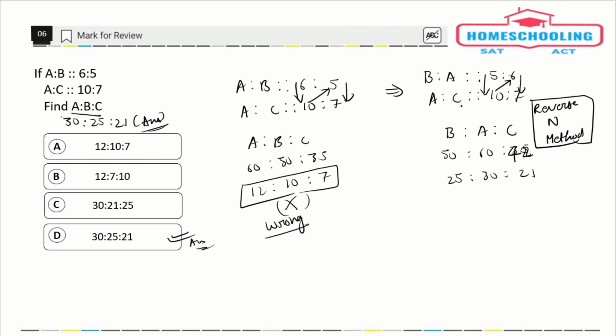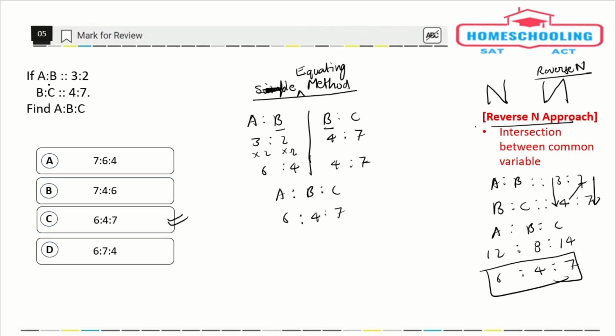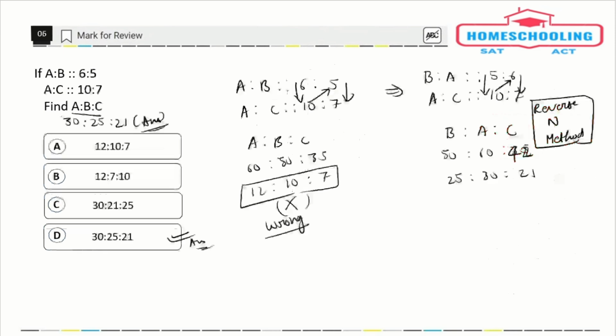So this is how you're going to solve using the reverse n approach. There was one more method, by equating the common. By the equating method also you can solve it, or by using the reverse n method. But you have to remember in the reverse n method, the intersection should be between the common variables. Then only you can use the shortcut reverse n method.